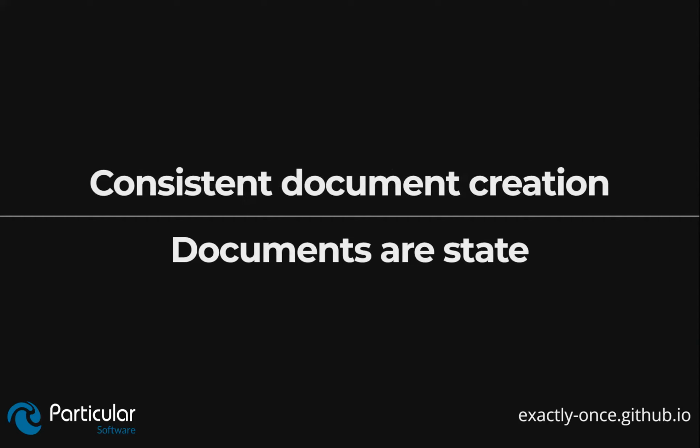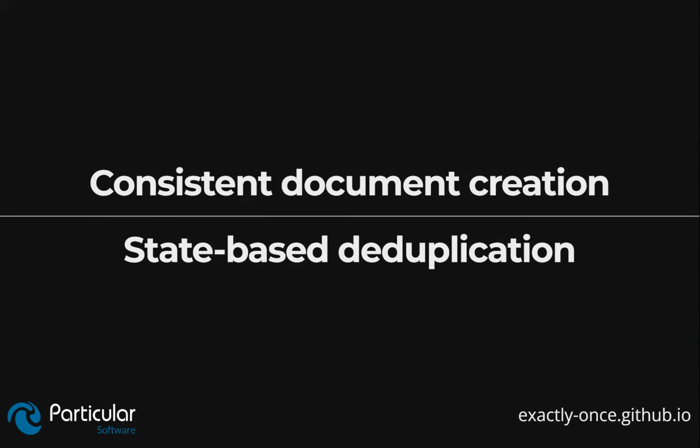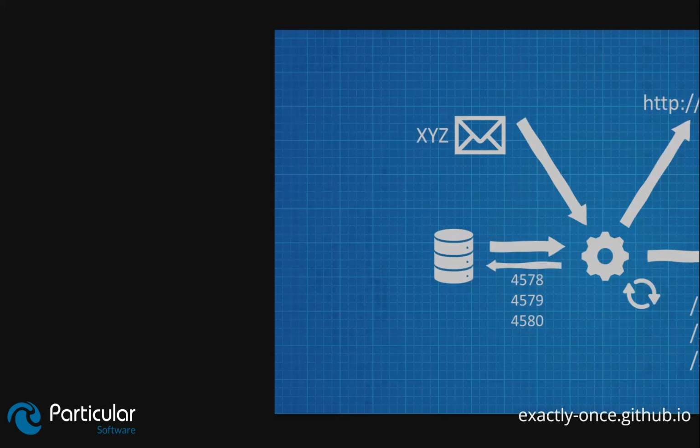Because messages are documents, we can use the pattern that we've seen the last time, in the last potato, the consistent document creation, to create documents that represent messages. And then because messages are state and they pre-exist, we can have a state-based deduplication mechanism used on these document-represented messages, instead of ID-based deduplication.